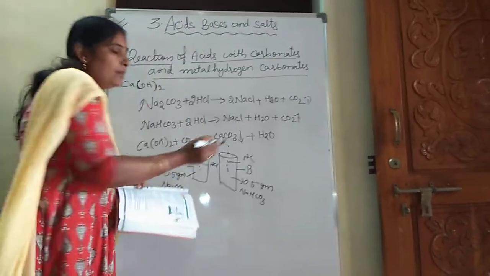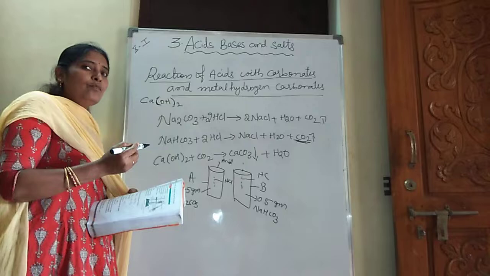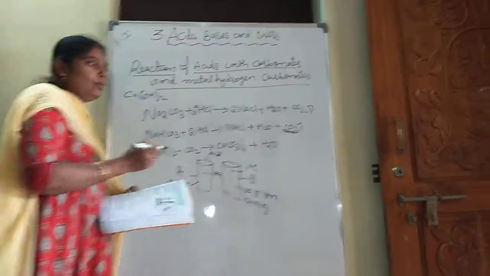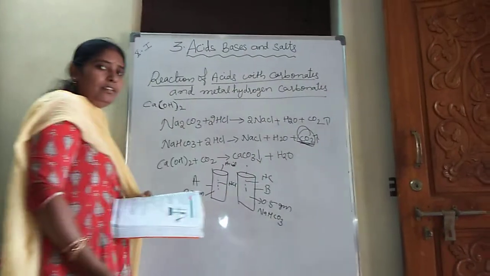So what is the confirmation test for carbon dioxide? Passing lime water through that gas, it converts into milky white. If it is converted into milky white, that colorless gas is identified as carbon dioxide.